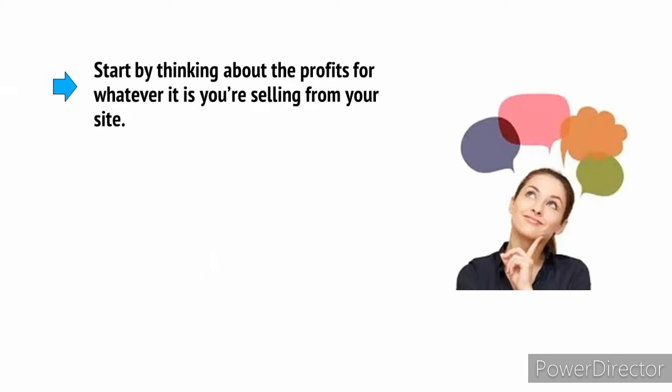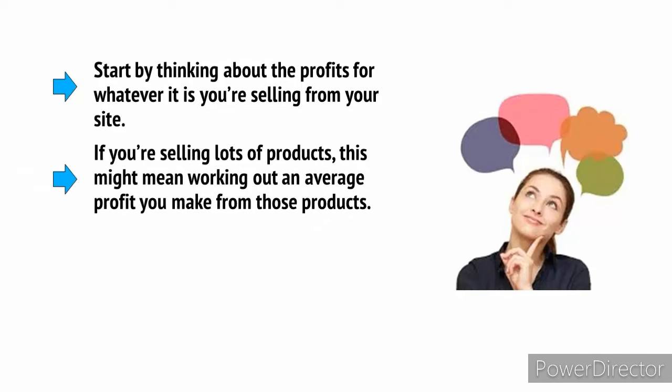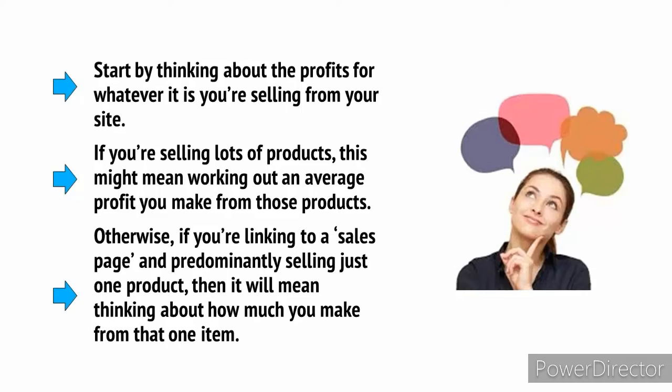So start by thinking about the profits for whatever it is you're selling from your site. If you're selling lots of products, this might mean working out an average profit you make from those products. Otherwise, if you're linking to a sales page and predominantly selling just one product, then it will mean thinking about how much you make from that one item.